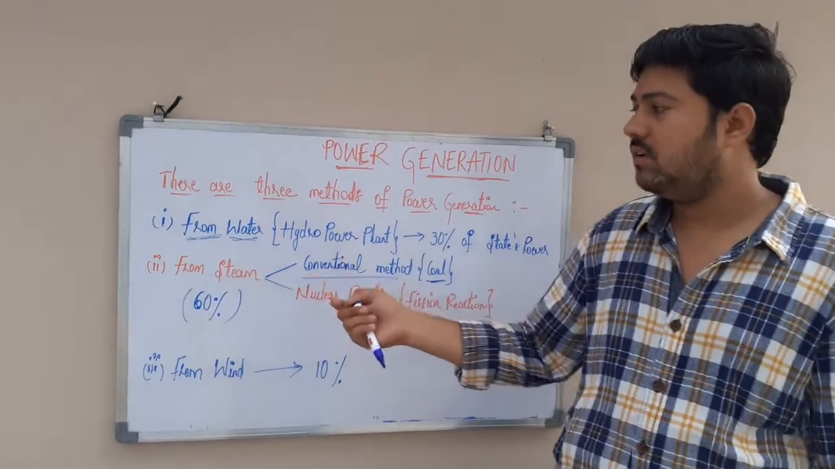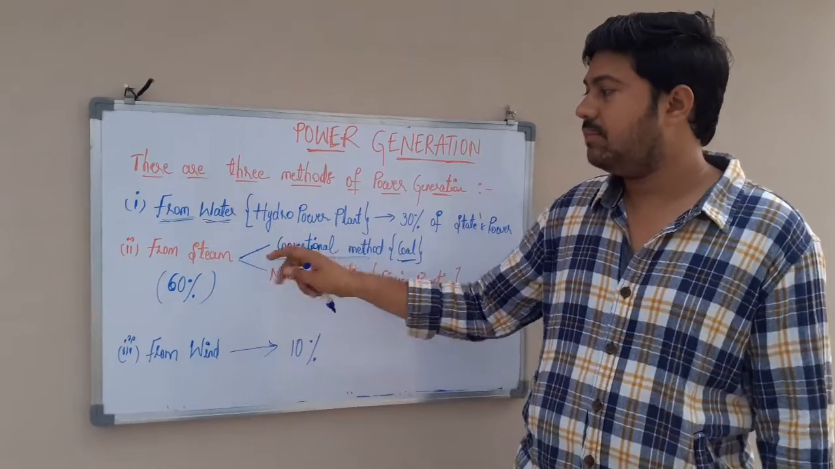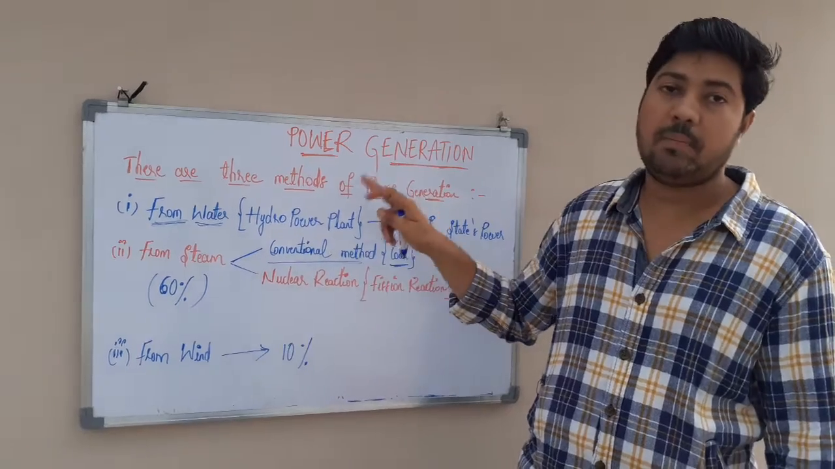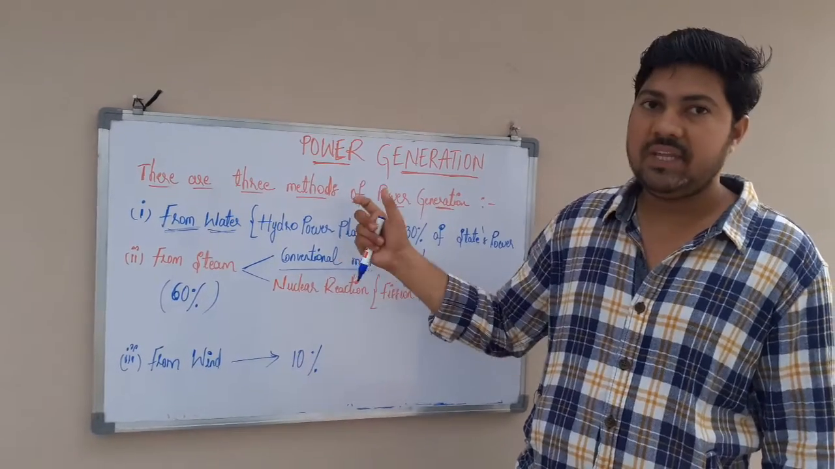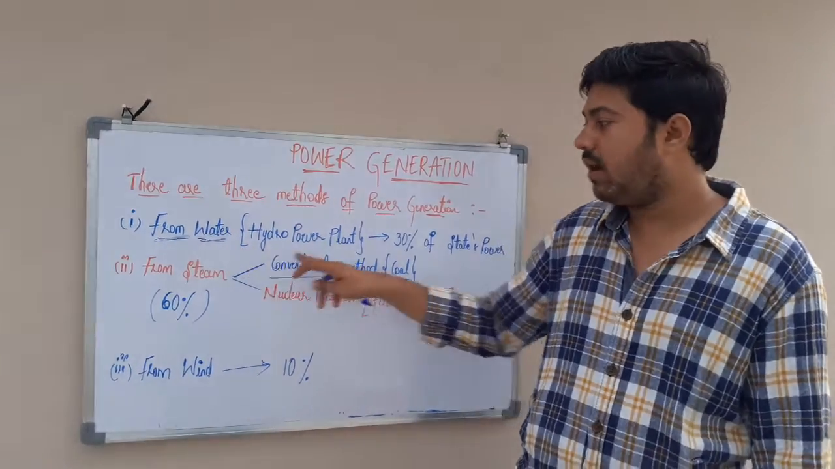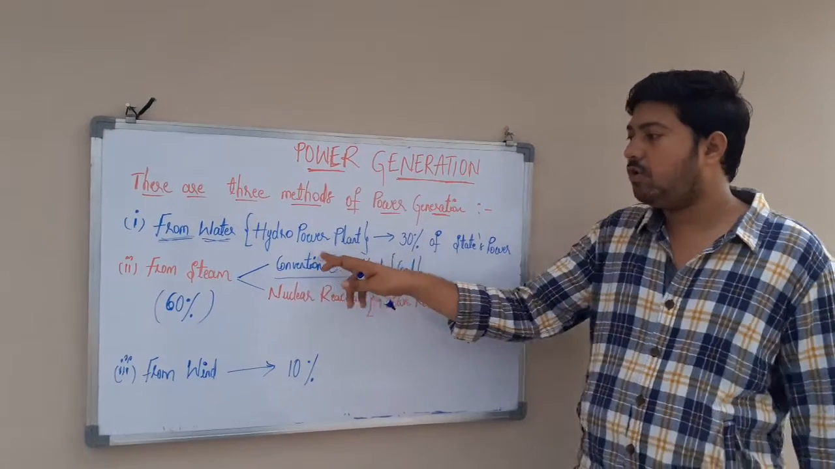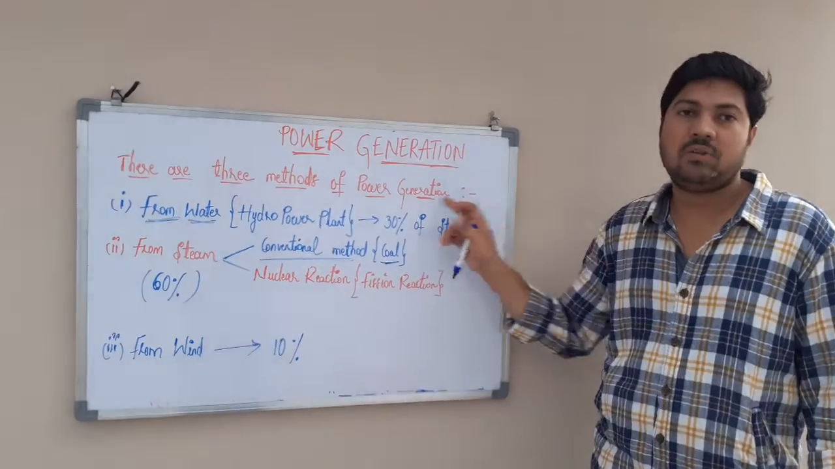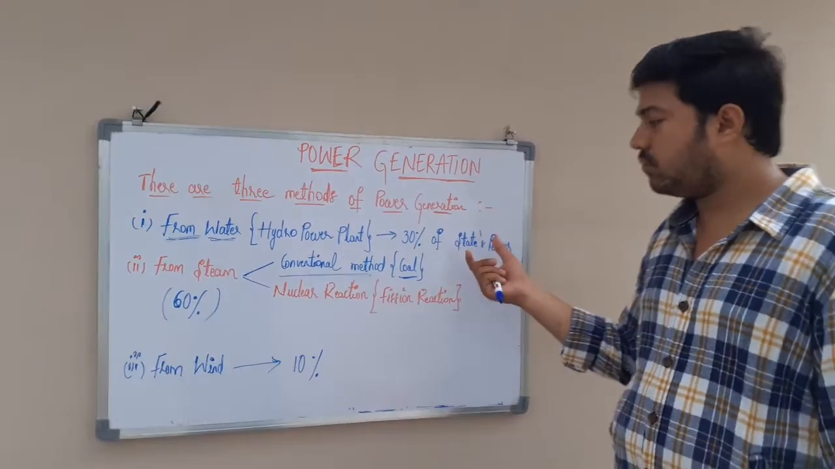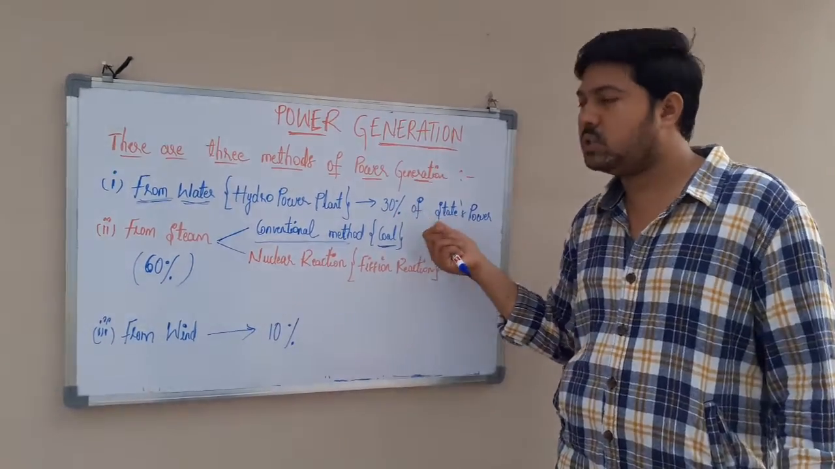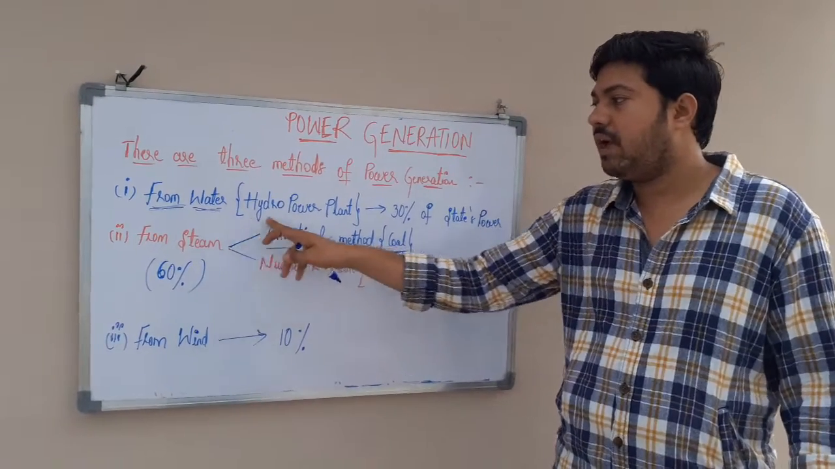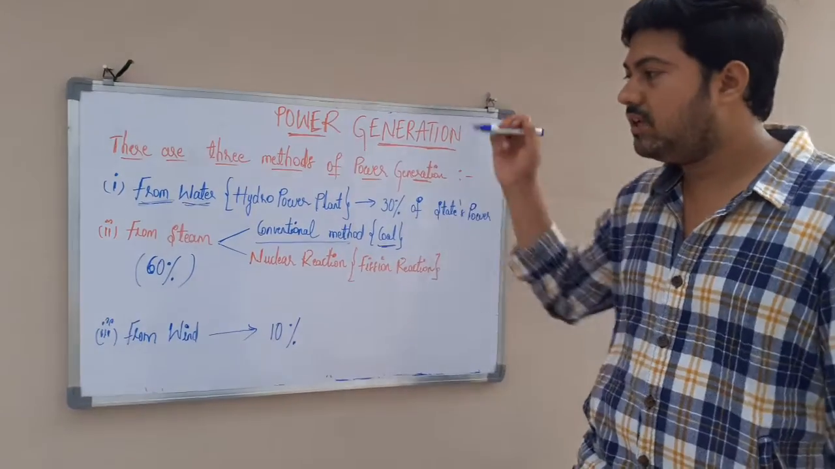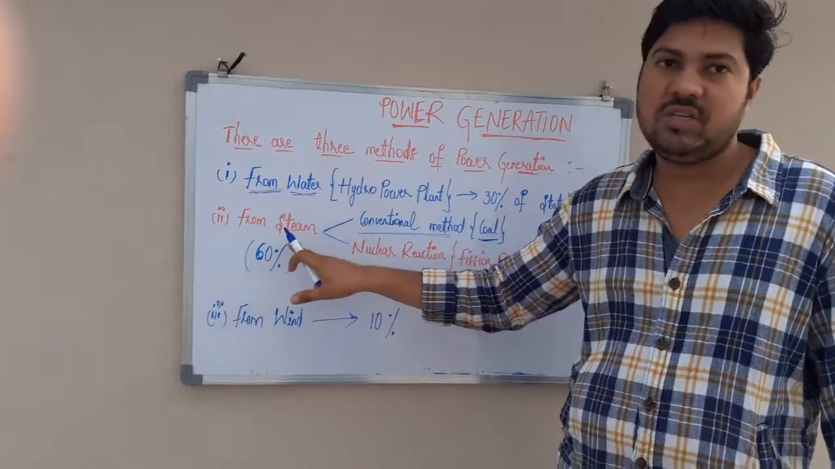In such a case, if power is generated from water, then it is called a hydropower plant. The plant in which power is generated from water is called a hydropower plant, and this hydropower plant will account for 30% of the total power generation in the state. Out of total power, 30% of the state's power is generated from hydropower plants. And the second method to generate power is from steam.